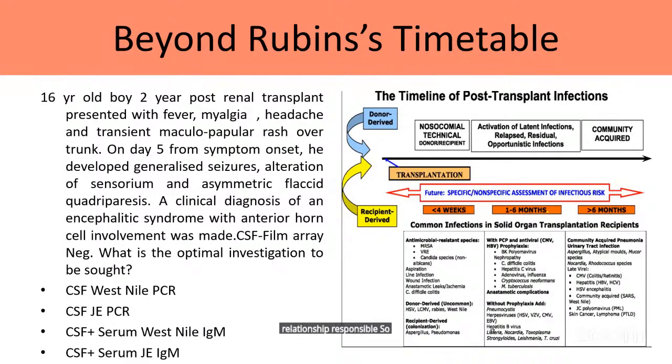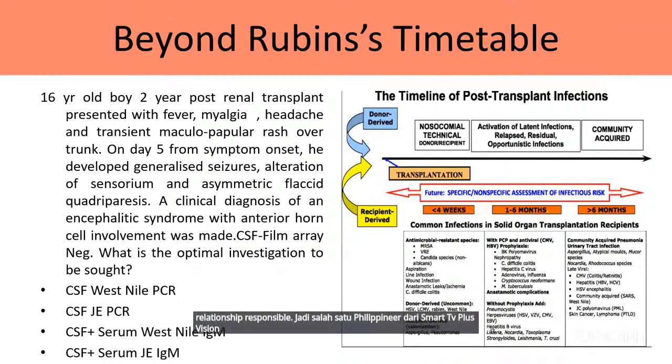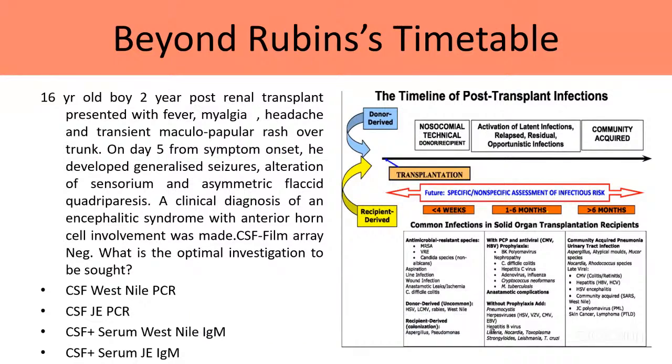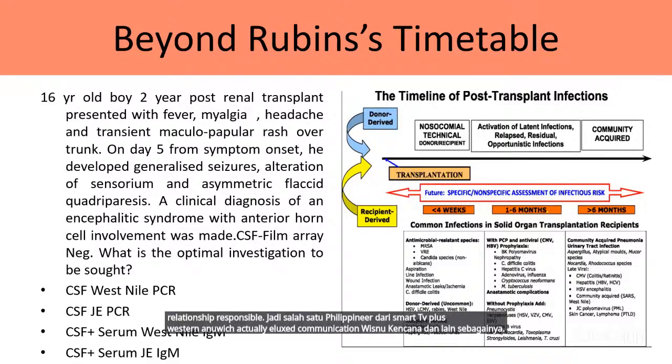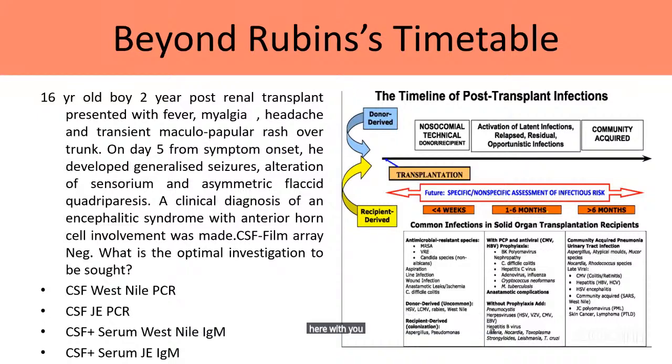So basically, a post-transplant patient presenting with an encephalitic syndrome with anterior horn involvement. The CSF FilmArray, a multiplex PCR panel which looks at the common etiologies of encephalitis, was negative. So what is the optimal investigation to be sought in this case? We have discussed that anterior horn involvement with flaccid paresis is classical of enteroviral infection as well as West Nile. So here we need to think about West Nile as well.